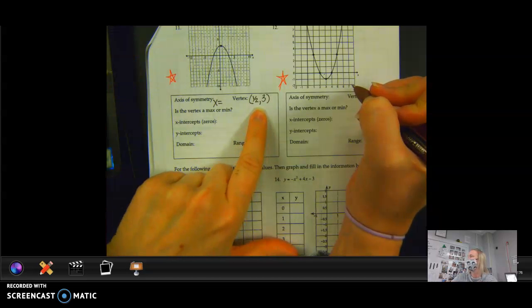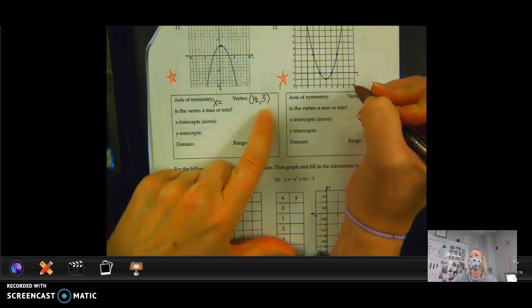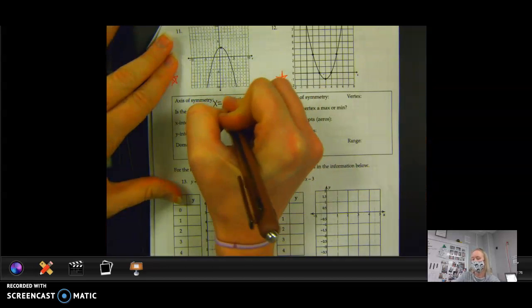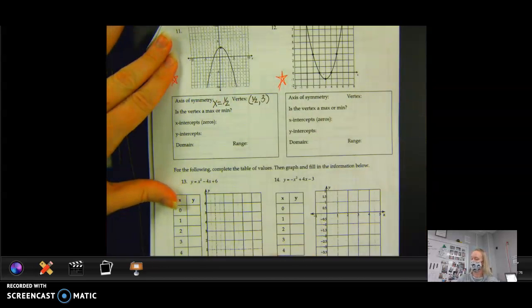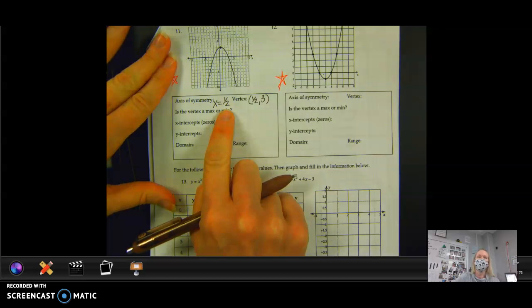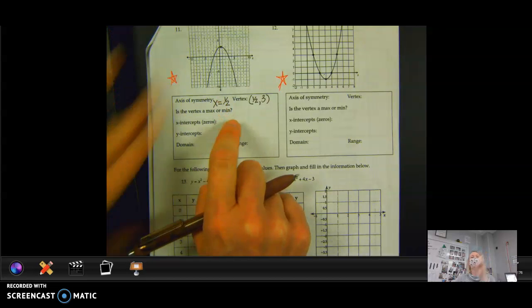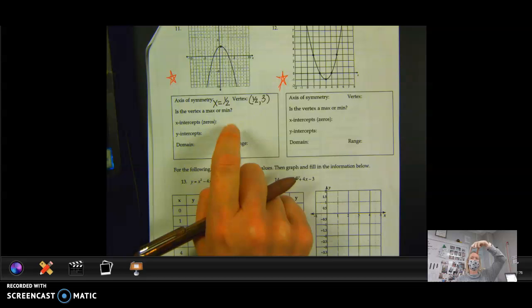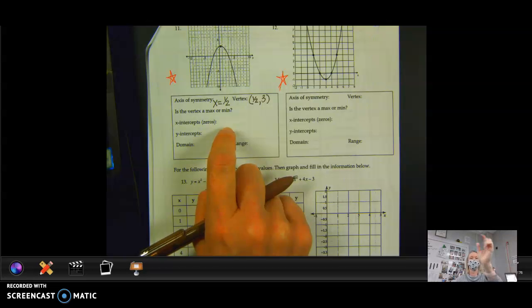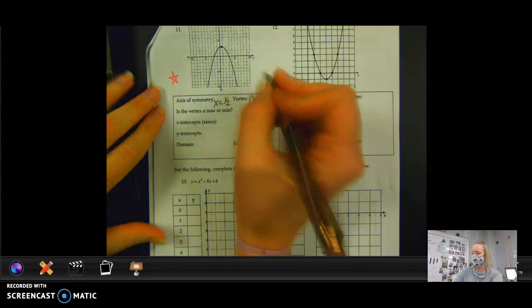Nope, look at my vertex. We just wrote it down. 1/2. If you said 0.5, I misheard you. Okay? Is this parabola going up or going down? It's going down. So does it have a maximum point or a minimum point? Good, it has a maximum point.